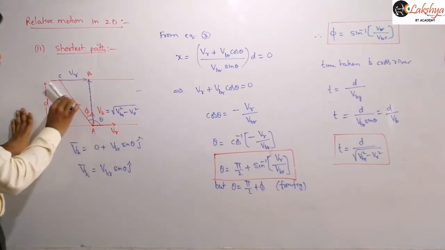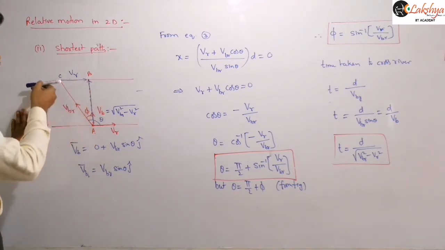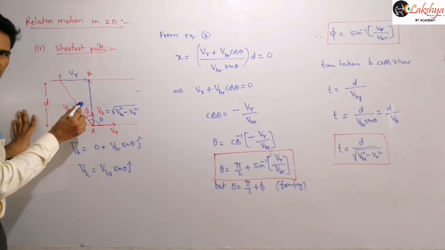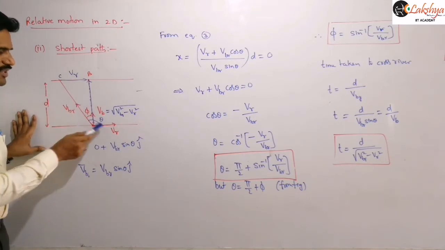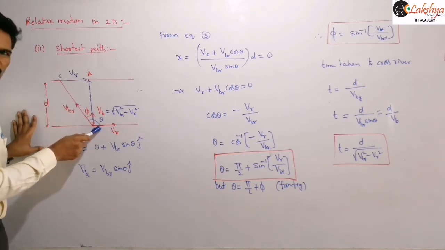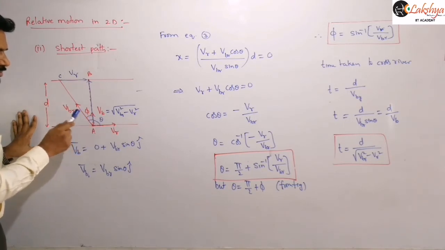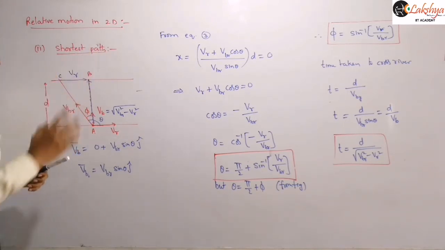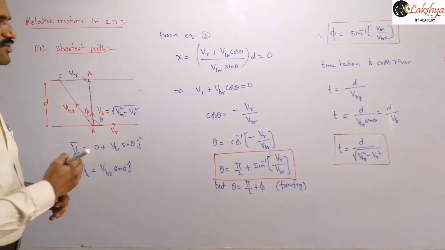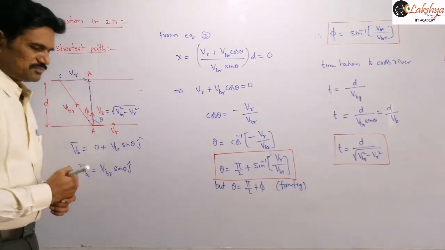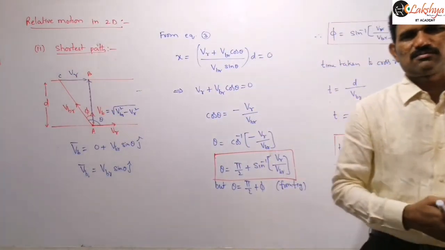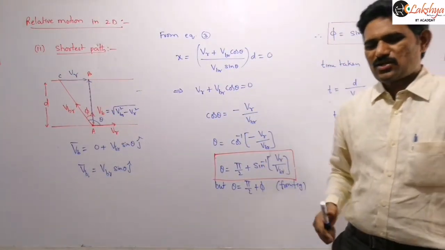So VBR is along this direction, VB is along this direction, VR is along this direction. With the normal to the direction of river flow, we are assuming VBR is making an angle phi. With the direction of the river flow, it is making an angle theta. And theta we can write as 90 plus phi, and sin phi is given by VR by VBR. That is the case when the boat is crossing the river in the shortest possible path, right? That is the condition here.